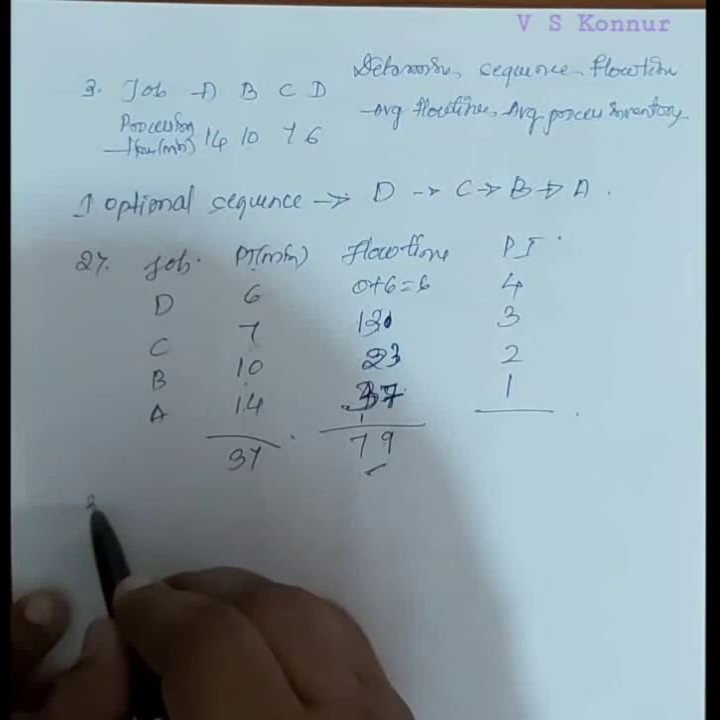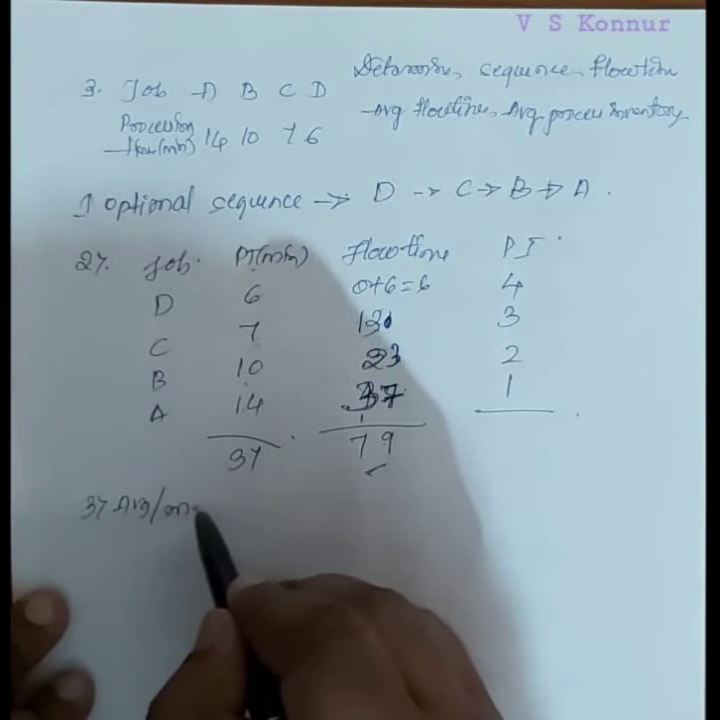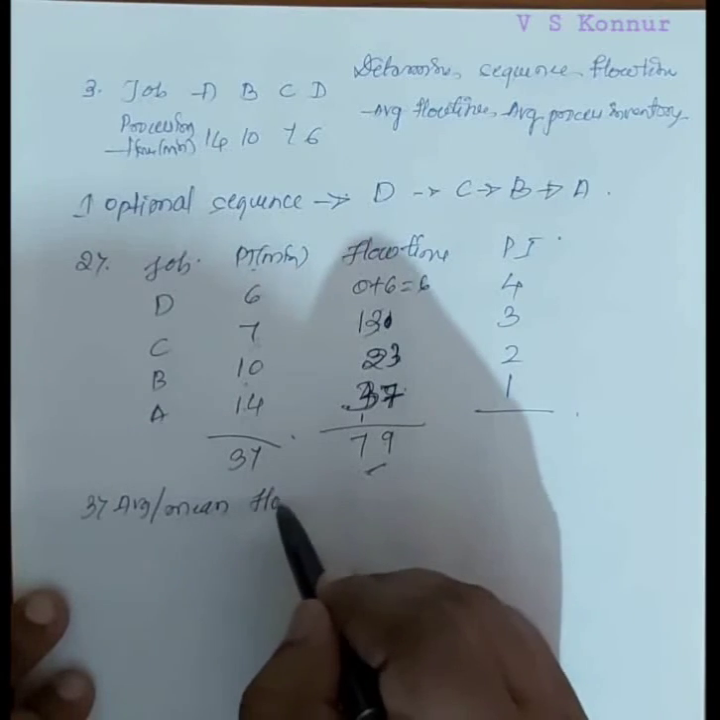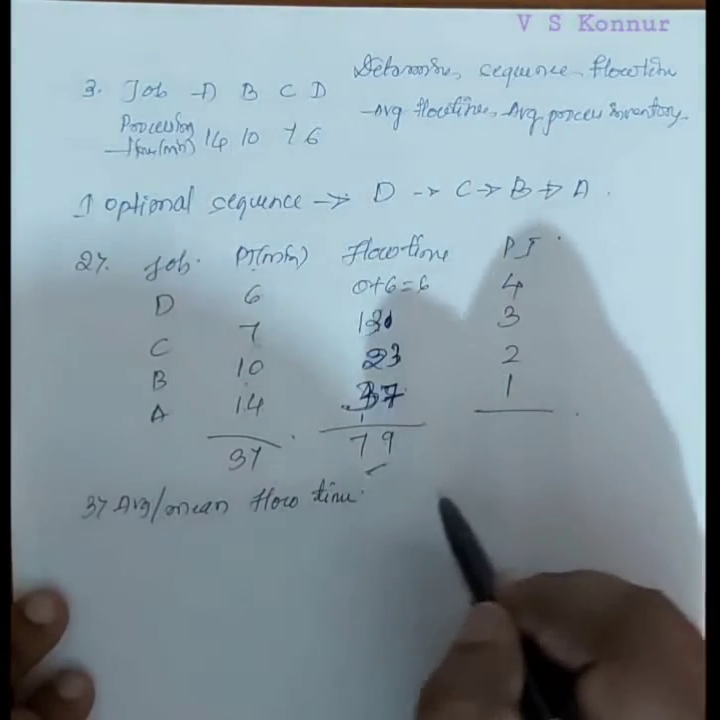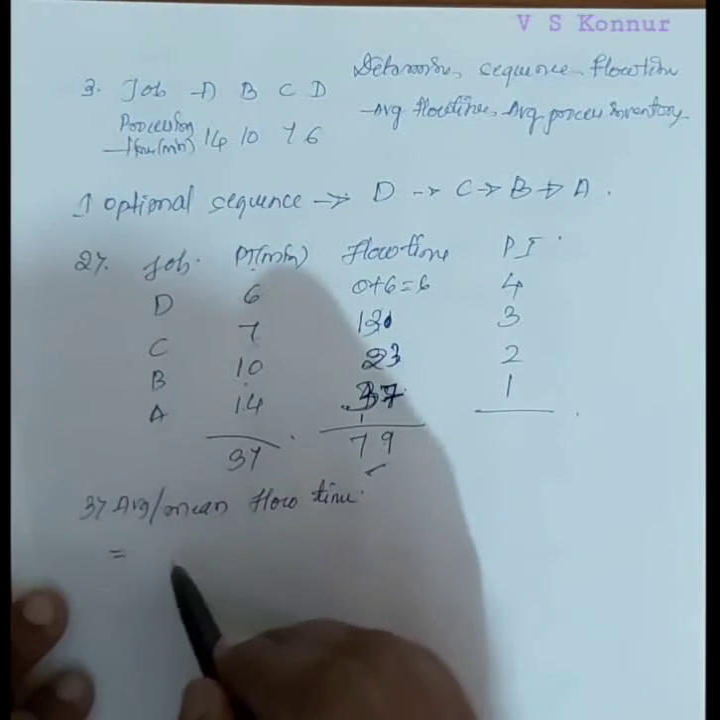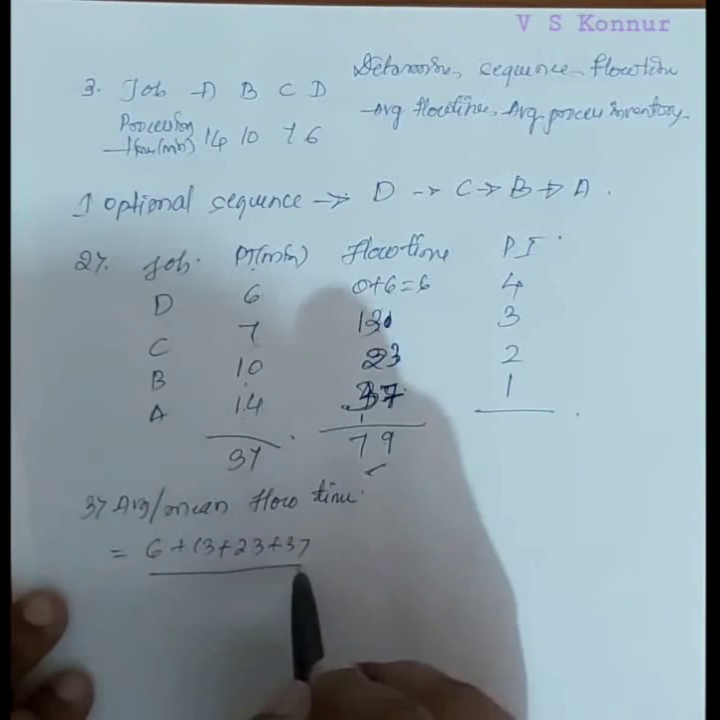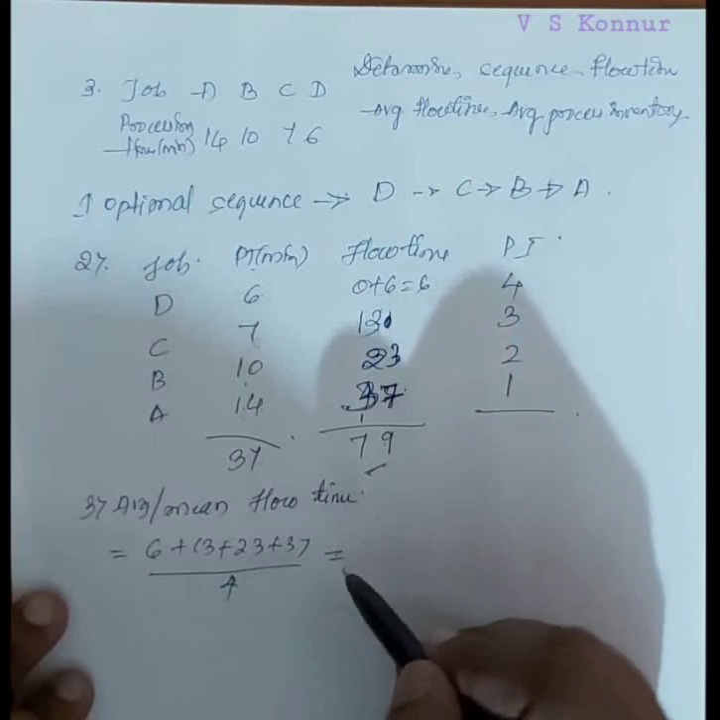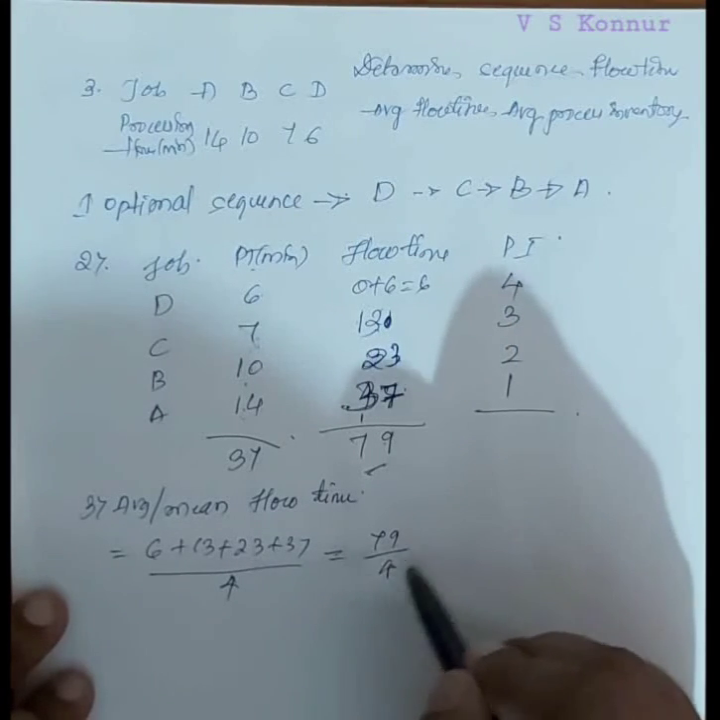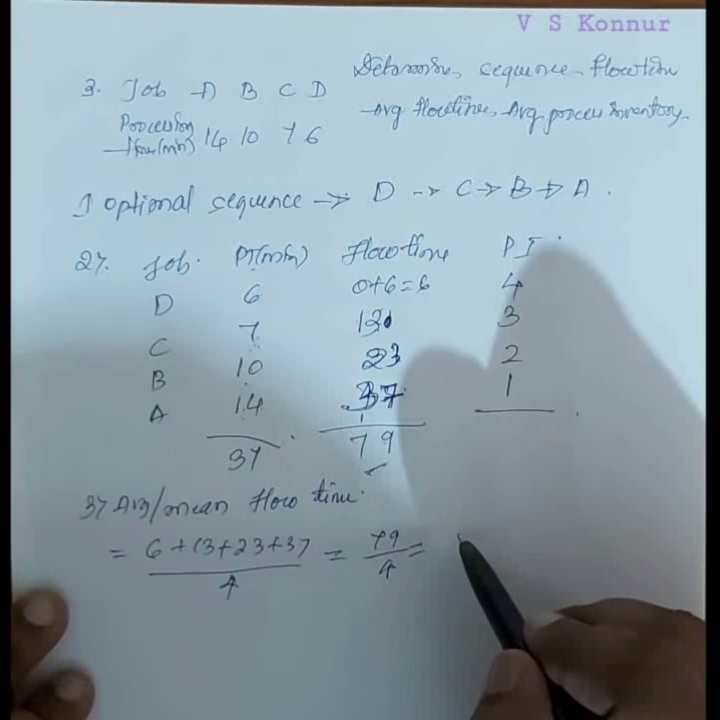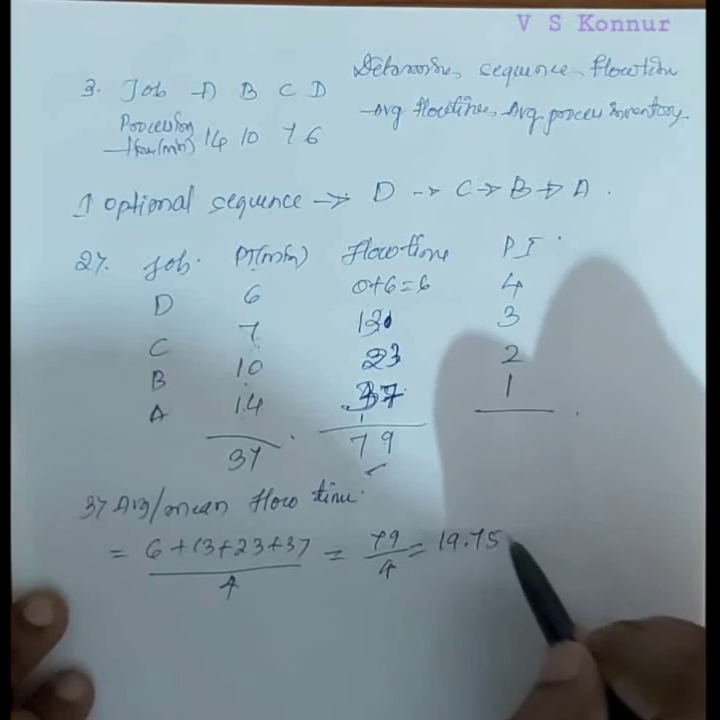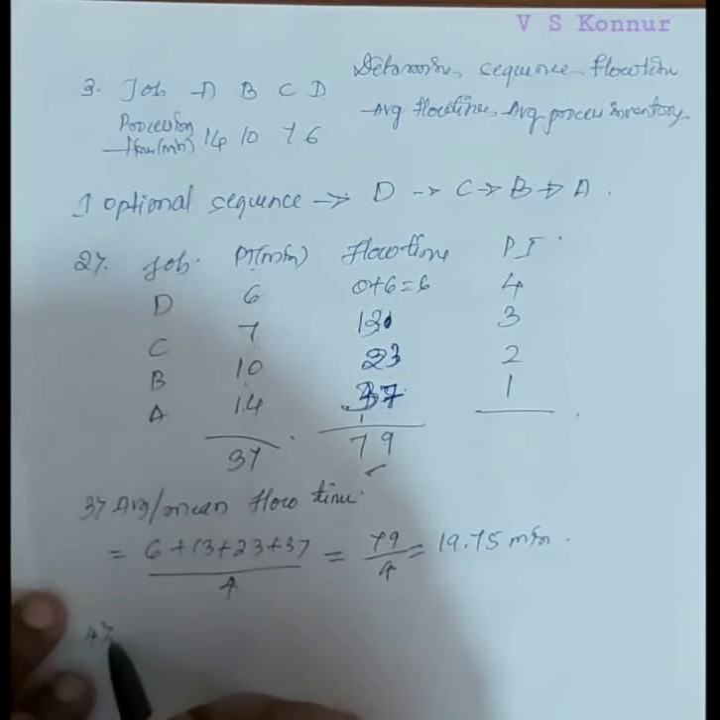Now we will go for the third one, average or mean flow time. To calculate this, we have to take 6 plus 13 plus 23 plus 37, whole divided by the number of jobs, 4. So that is equal to 79 divided by 4. So 79 divided by 4, we will get around 19.75 minutes.